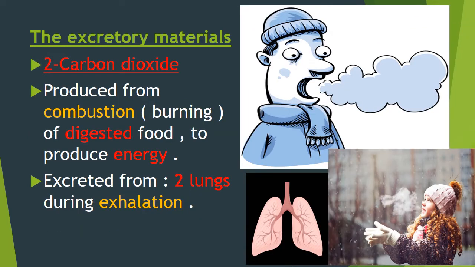The second type of excretory materials is carbon dioxide, okay? When we are breathing, we are taking a breath in and we are giving a breath out. We are taking in oxygen and we are giving out carbon dioxide. Carbon dioxide is produced from combustion or burning of digested food to produce energy.